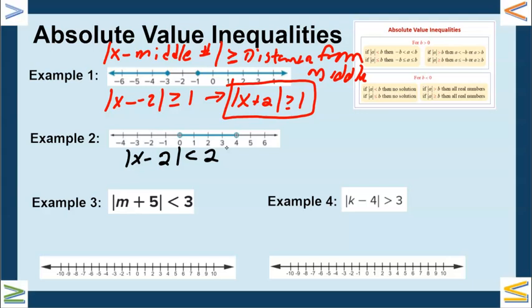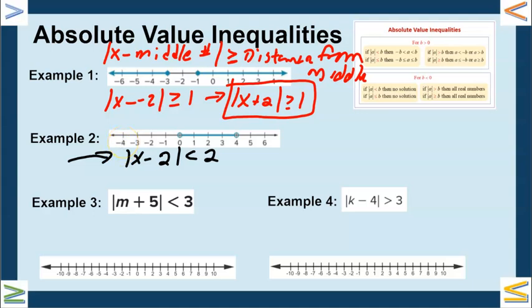Now I can check to see if that works. If I put in a number that's less than 2, let's say I put a 1 in there. 1 minus 2 is -1. The absolute value of -1 is 1. 1 is less than 2, so that would work. If I put 3 in there, 3 is on that solid line in between 0 and 4. So if I put a 3 in there, 3 minus 2 is 1. Absolute value of 1 is 1. 1 is less than 2. So therefore, this would be my absolute value inequality.